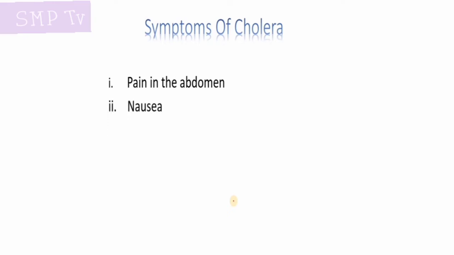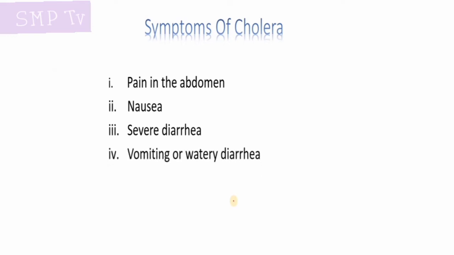We have the nausea. You'll be feeling nausea. Severe diarrhea. There will be severe diarrhea. When we say running, you'll be passing out stool in a watery form, and the stool looks like rice water. Vomiting or watery diarrhea, as I've said already, you'll be vomiting. Whilst you are vomiting, you'll be passing feces too. So from your mouth, from your anus.